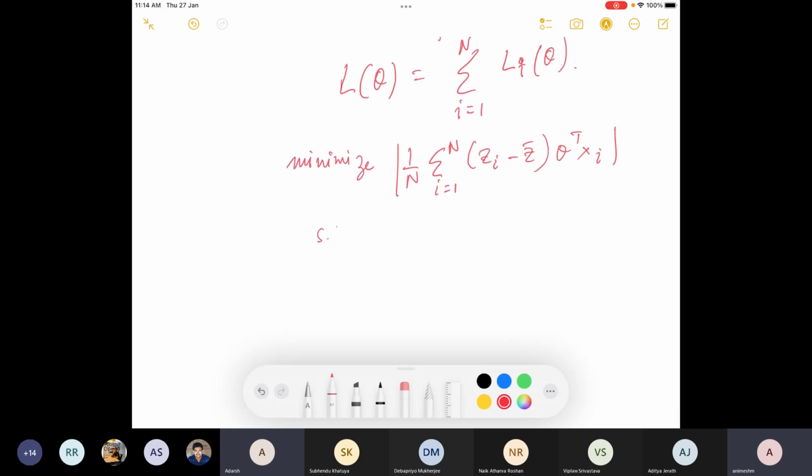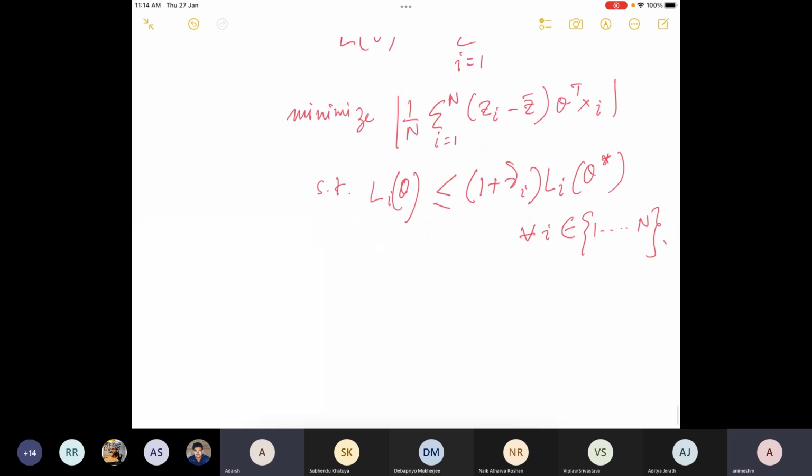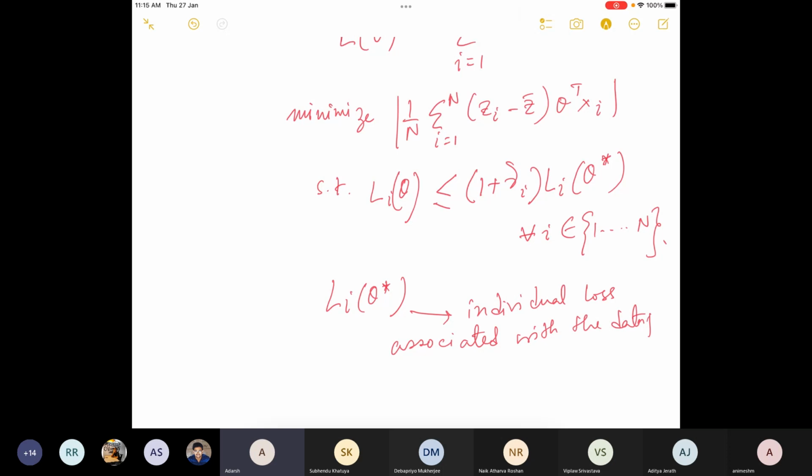So subject to, now you have individual constraints. Li theta less than 1 plus gamma i Li theta star for some chosen values of i to n. So Li theta star is the individual loss associated with the data point i for the unconstrained classifier.